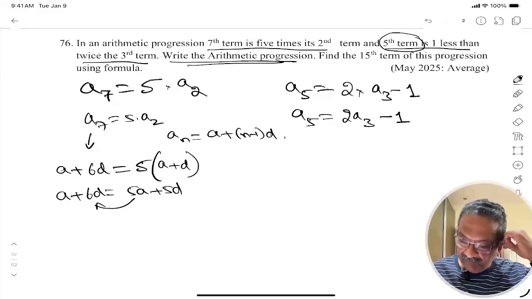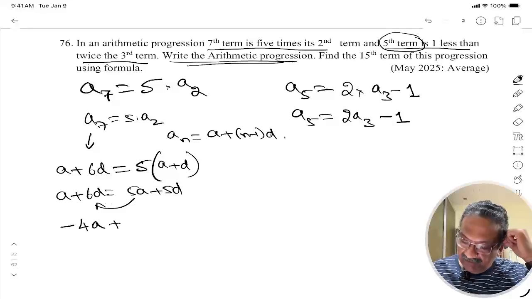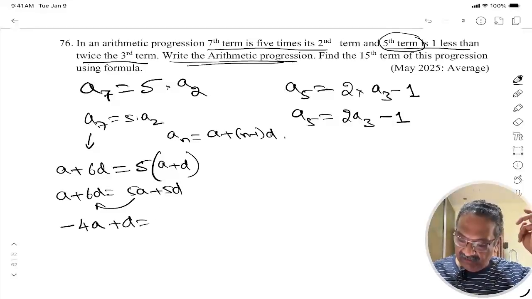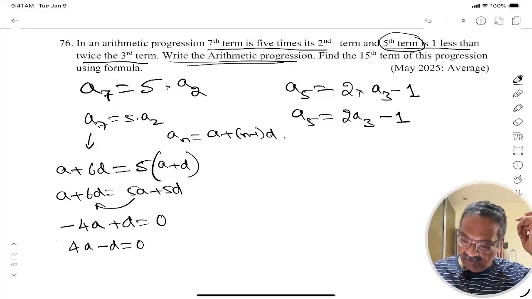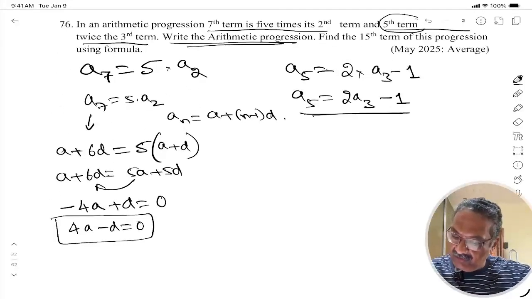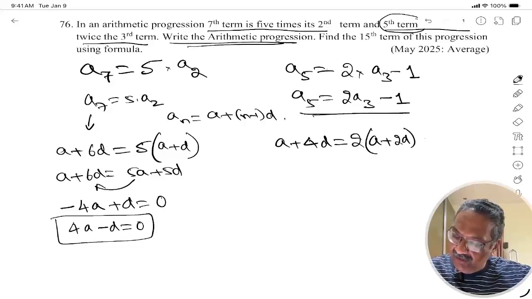5a coming to this side becomes minus, so minus 4a, plus 6d, and 5d coming to this side becomes minus, so 6d minus 5d is d, is equal to 0. Or we have 4a minus d is equal to 0. This is one equation we have got. Another equation, what do we get from this? A5, that is a plus 4d, is equal to twice of (a plus 2d) minus 1, or a plus 4d is equal to 2a plus 4d minus 1.